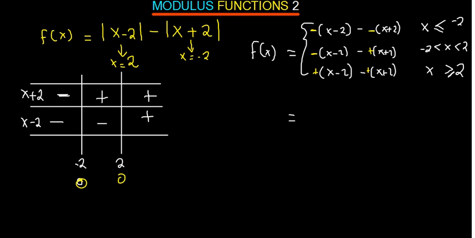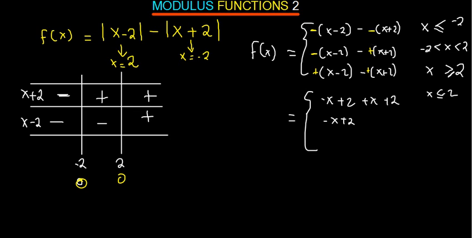Now just simplify this. So I'll distribute the negative: negative times x will be negative x, negative times negative 2, positive 2, and then this negative and this negative becomes positive, right? So positive times the x will be positive x, positive times the 2 will be positive 2. This is for x less than or equal to negative 2. And then negative times the x there is going to be negative x, negative times the negative 2, positive 2, and then here negative times positive, that's negative.